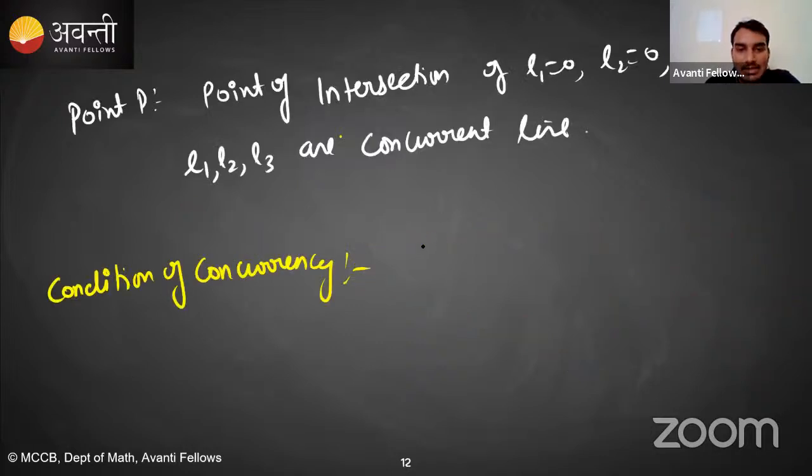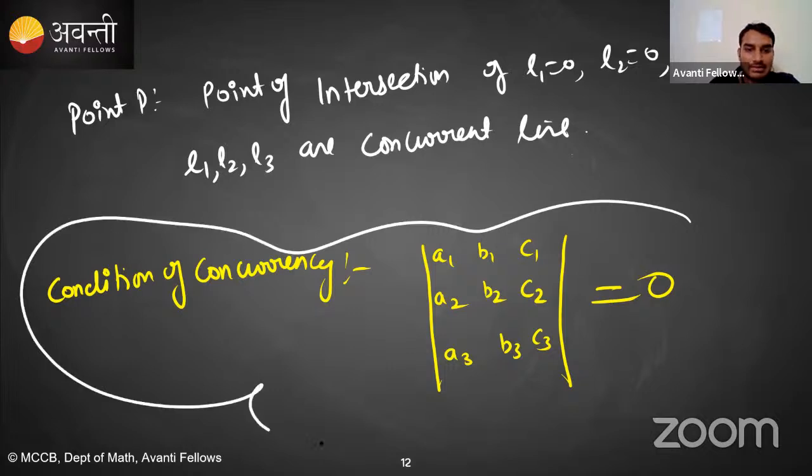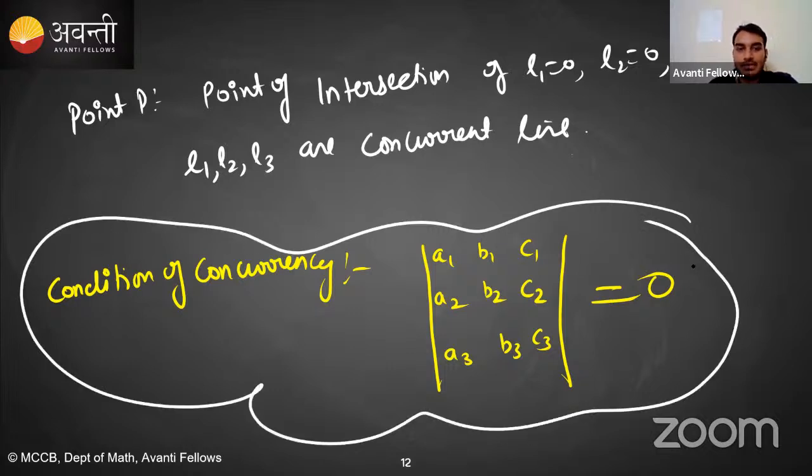The condition of concurrency is that the determinant of A1, B1, C1, A2, B2, C2, A3, B3, C3 is equal to 0. So this is the condition of concurrency. Clear? That determinant of A1, B1, C1, A2, B2, C2, A3, B3, C3 is equal to 0.